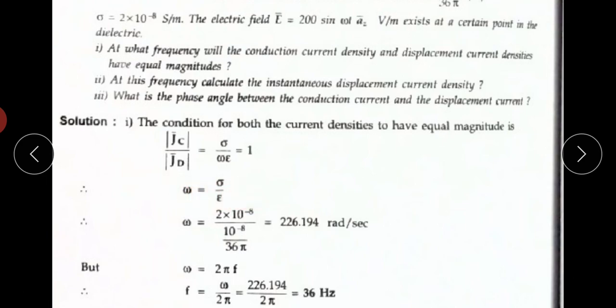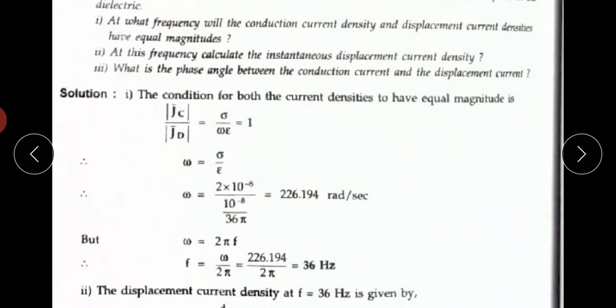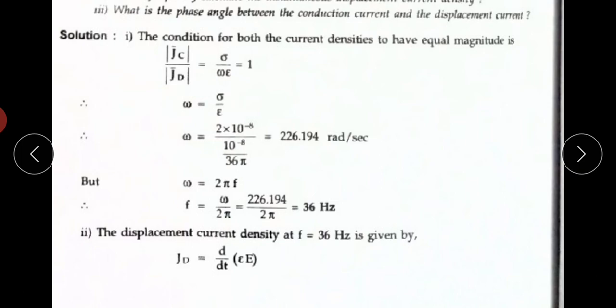So omega equals sigma by epsilon. Here given sigma, conductivity, equals 2 into 10 to the power of minus 8 and epsilon equals 10 to the power of minus 8 by 36 pi. So omega equals 226.194 radians per second. So omega equals 2 pi f, f equals omega by 2 pi.